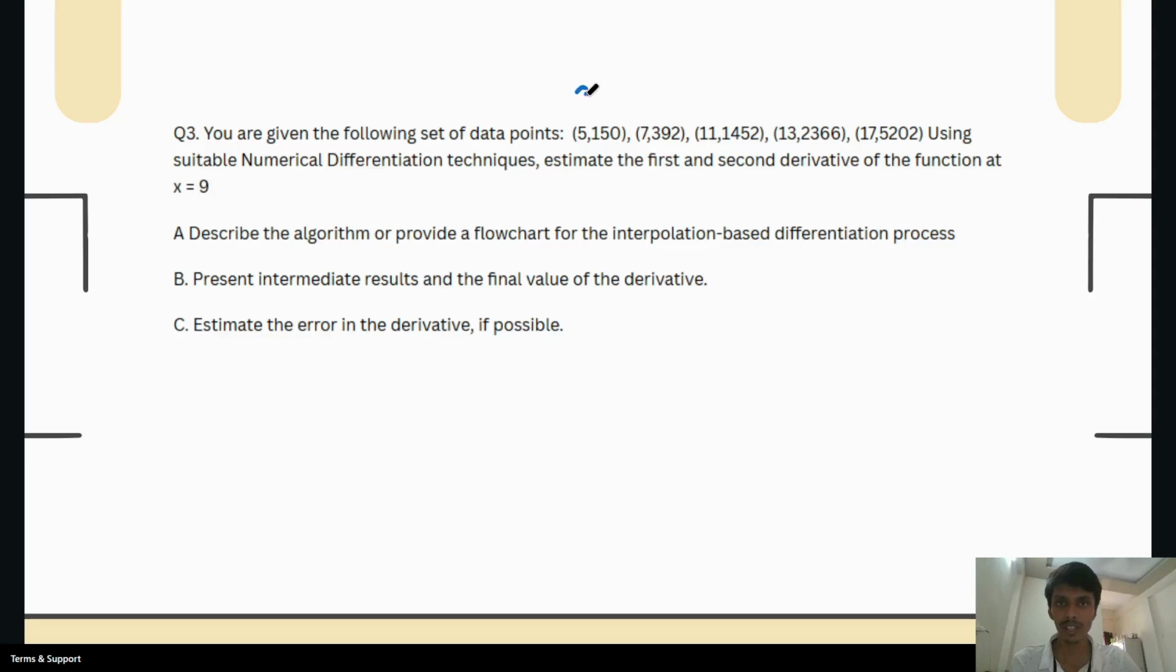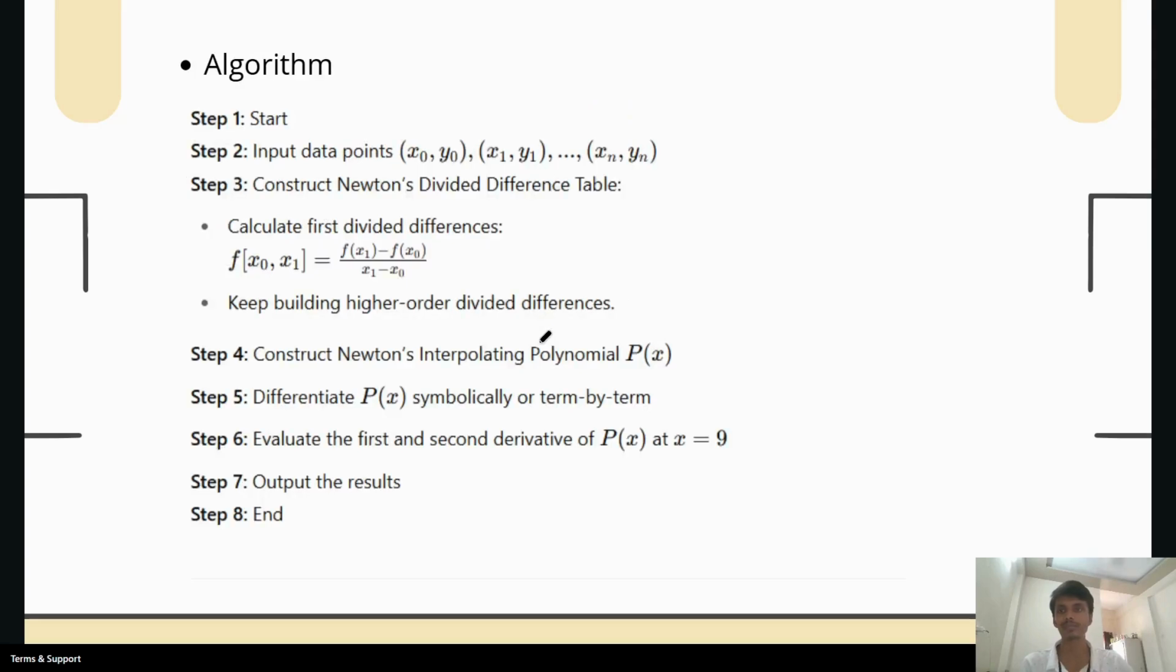These are the values of x and the values of y. Using a suitable numeric differentiation technique, estimate the first and second derivative of the function at x equals 9. Describe the algorithm or provide a flowchart for the interpolation-based differentiation process. We have to give the algorithm or flowchart for this process, present intermediate results and the final value of the derivative, and estimate the error in the derivative if possible.